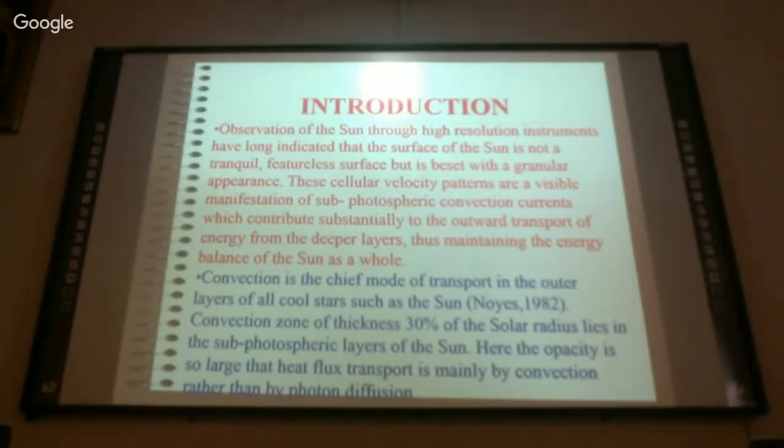Convection is the chief mode of transport in all cool stars such as the sun. The convection zone, of thickness 30% of the solar radius, lies in the subphotospheric regions of the sun. Here the opacity is so large that heat flux transport is mainly by convection rather than by photon diffusion.